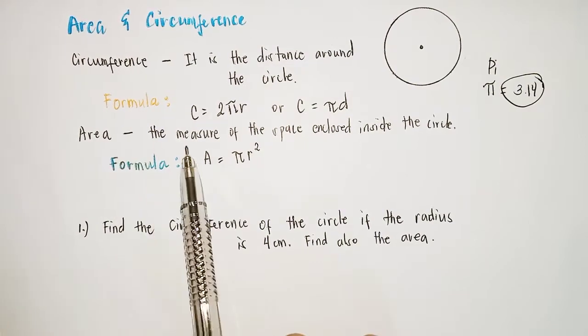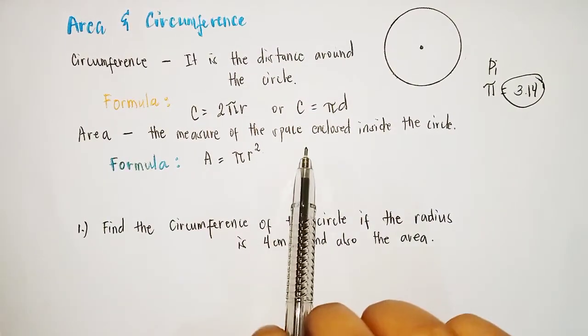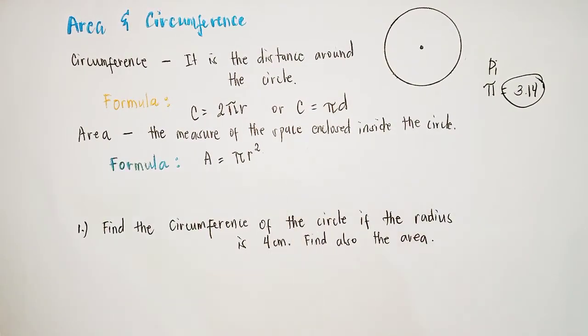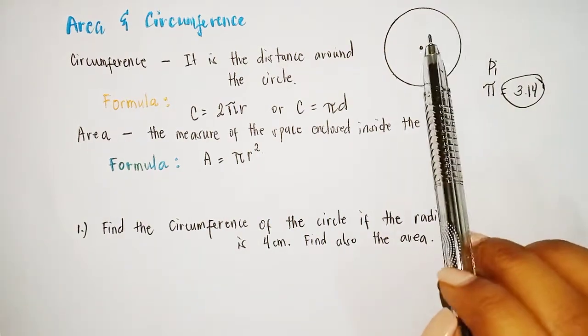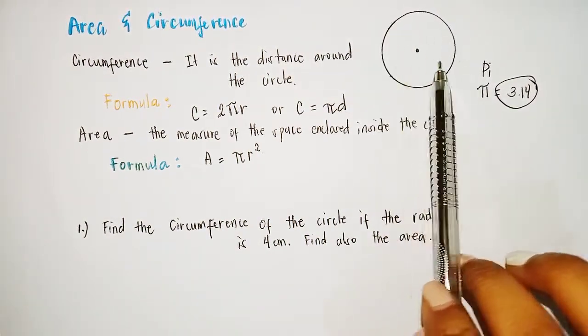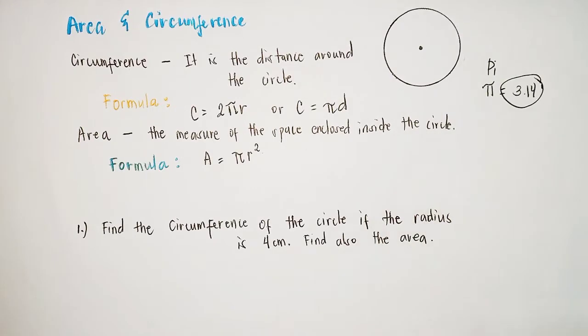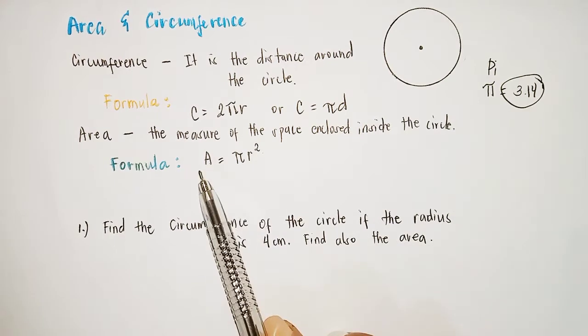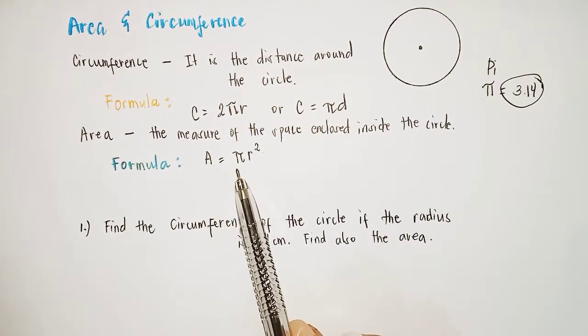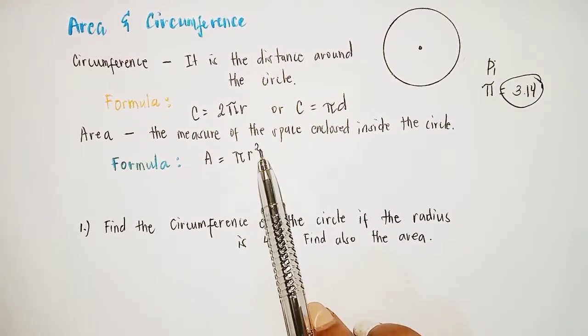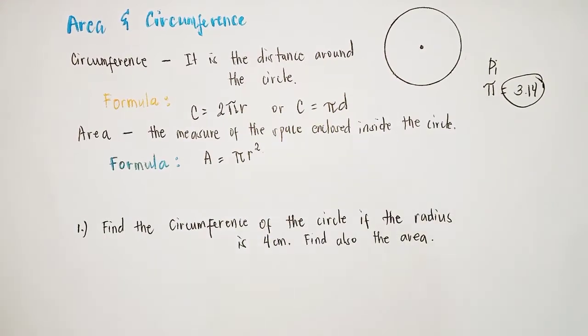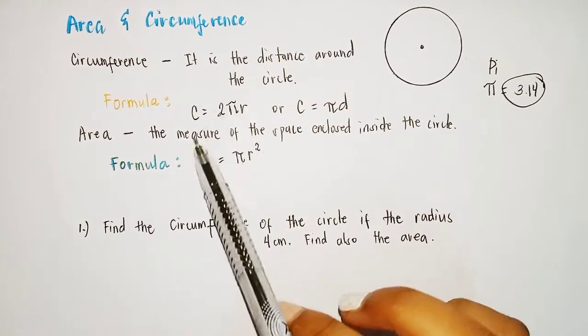Alright? So, what do we mean by area? So, the area is the measure of the space enclosed inside the circle. So, when we say area, ito yung sinusukat natin, yung pinaka-space na to. That is what we call the area. And the formula that we are going to use to find the area of the circle is area is equal to pi r raised to 2, or pi r squared. Okay? So, basically, ganun lang kasimple ang circumference and area.